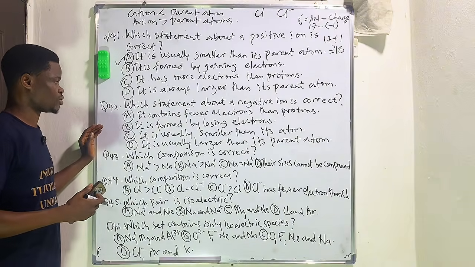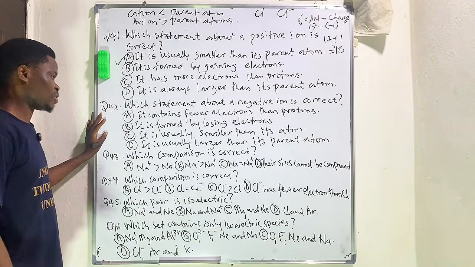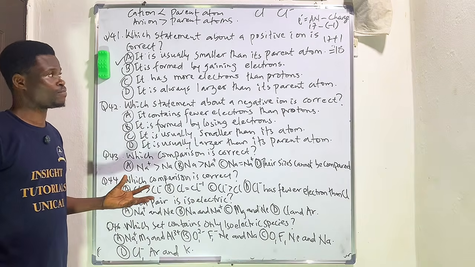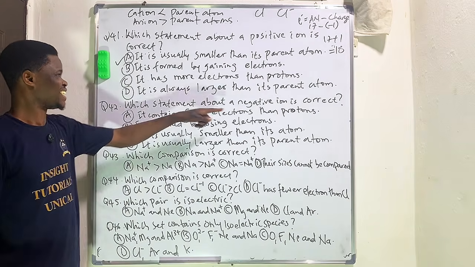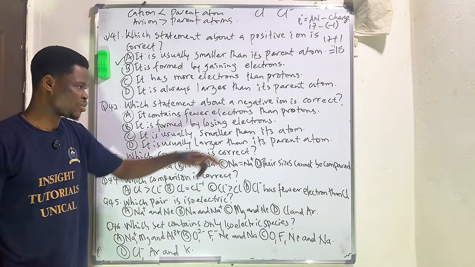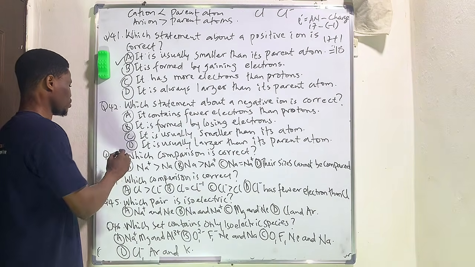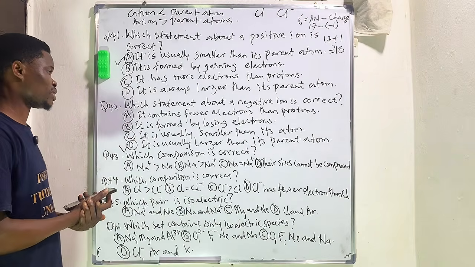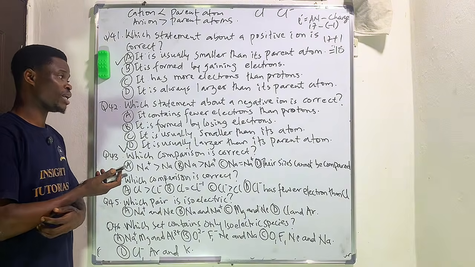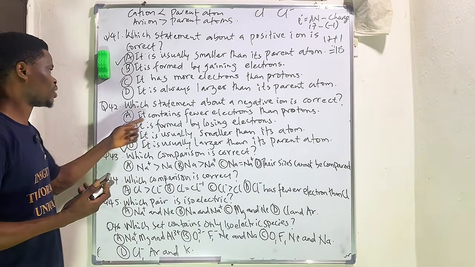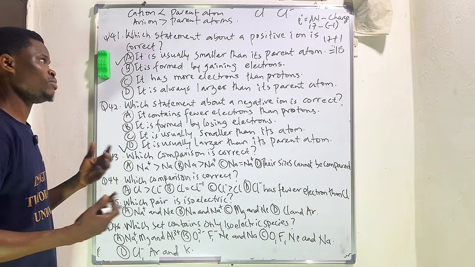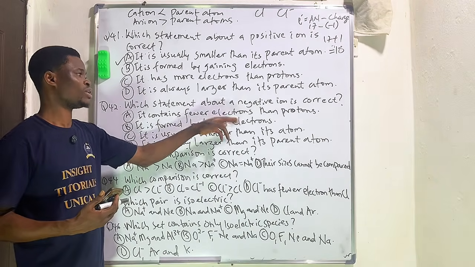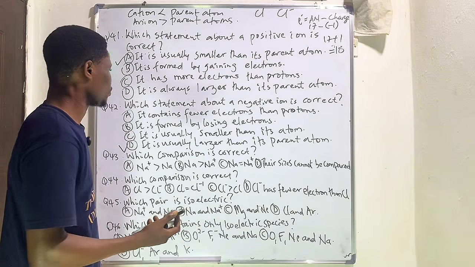So let's come back to our question. Which of them do you think is correct? Is it true that it's usually larger than its parent atom? Obviously. The negative ion is always larger than its parent atom. So this is the correct answer. It is not usually smaller than its atom. It's not formed by losing electrons, it's actually formed by gaining electrons. It contains fewer electrons than protons? No, because it gains electrons, it becomes electronegative. So it actually has more electrons than protons, not fewer.